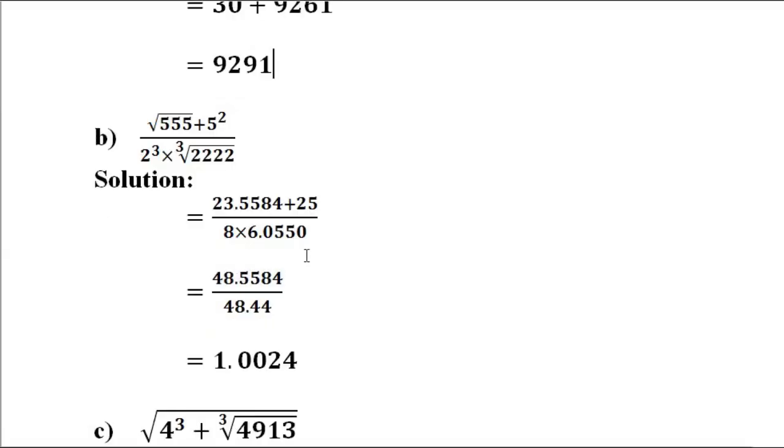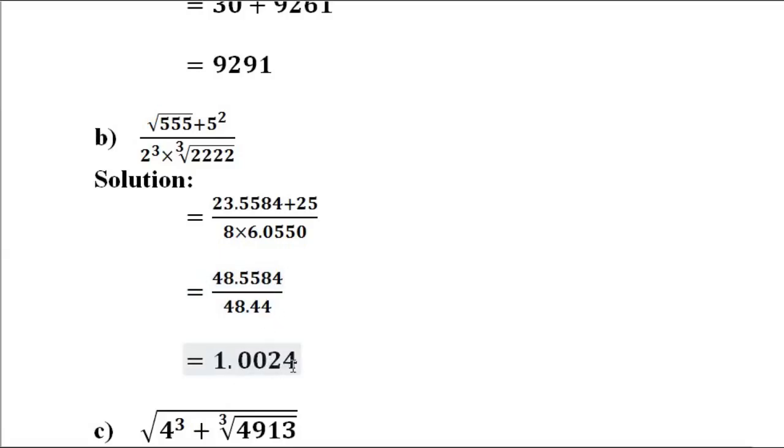For the denominator, we will calculate the cube of 2, which is 8, and then find the cube root of 2222, which is approximately 6.0550. Next, we add the numbers in the numerator and multiply the numbers in the denominator. We get 48.5584 divided by 48.44. When we divide the numerator by the denominator, we get approximately 1.0024.